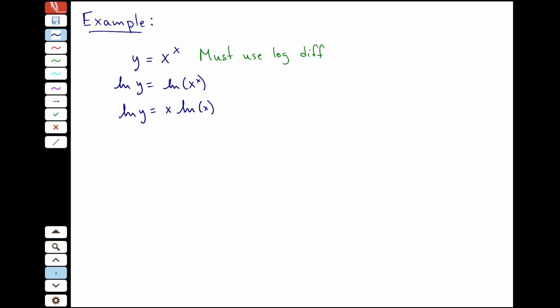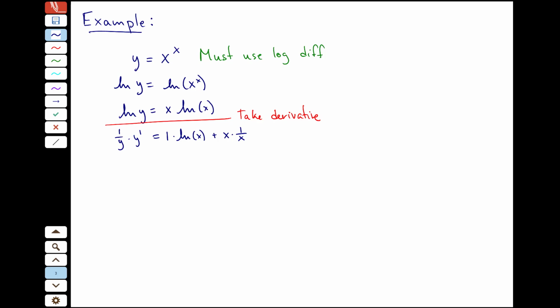At this point, I take the derivative. On the right-hand side, I have to use the product rule. So when I take the derivative of x, I get 1, and that gets multiplied by the natural log of x. And then in my next term, I have x times the derivative of the natural logarithm, so times 1 over x. And again, on the left-hand side, I have the natural log of y, and y is a function, so I have to use the chain rule, and I get 1 over y times y prime.